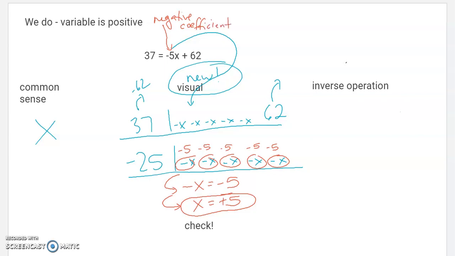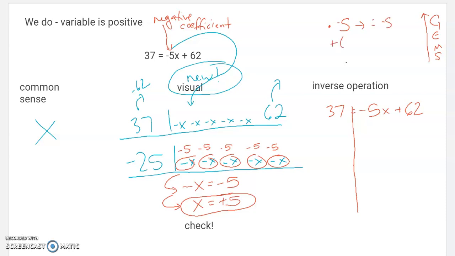Okay, let's do the inverse operation strategy as well. This one isn't particularly different. You've just got to be good at your signs when you divide by negatives. Otherwise, no big deal. 37 equals negative 5x plus 62. So first step here, you want to be very formal about it. Remember, we're going to go reverse order. And the variable is being multiplied by negative 5. So we're going to divide by negative 5.